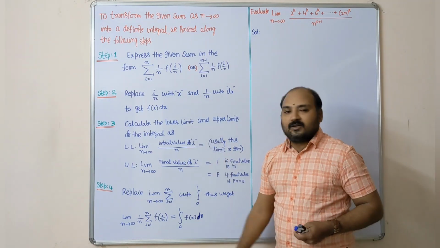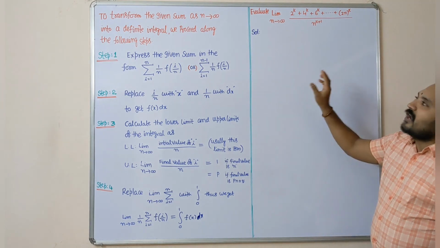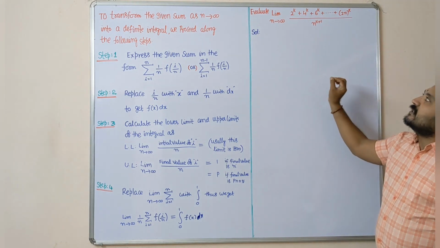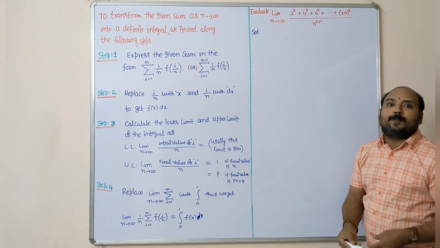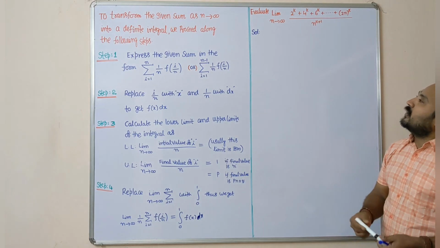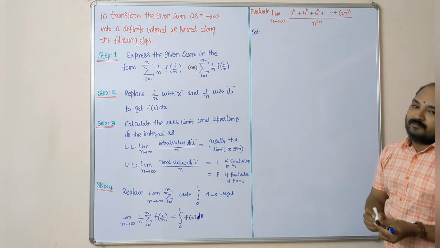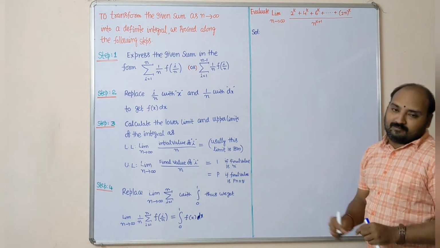So this is the way. Now come to the example. Evaluate limit n tends to infinity of 2 power k plus 4 power k plus 6 power k plus and so on up to (2n) power k, divided by n power k plus 1.